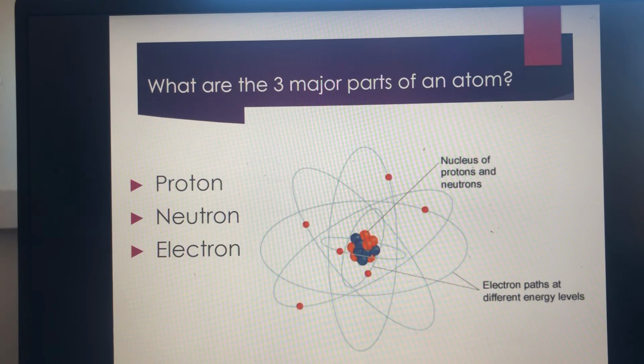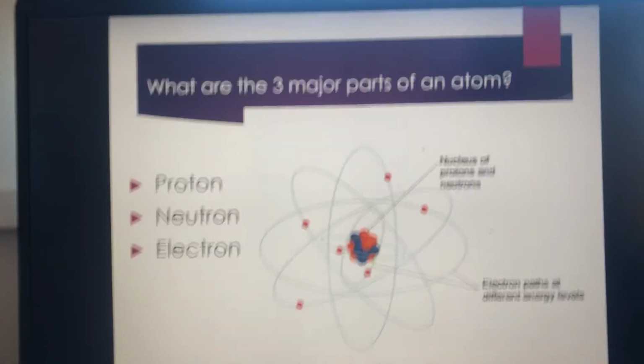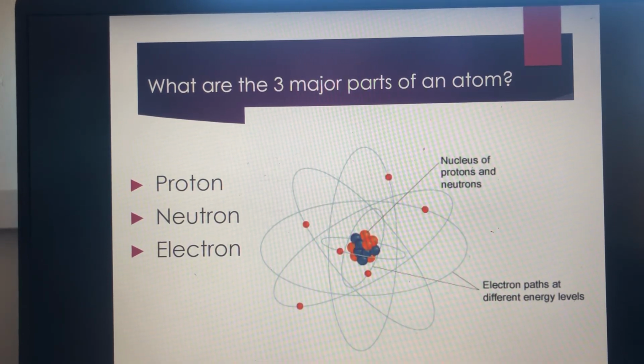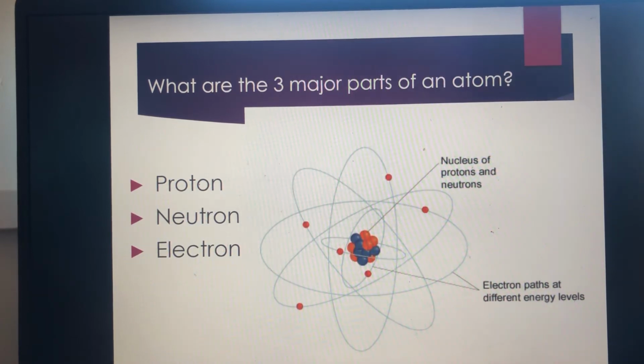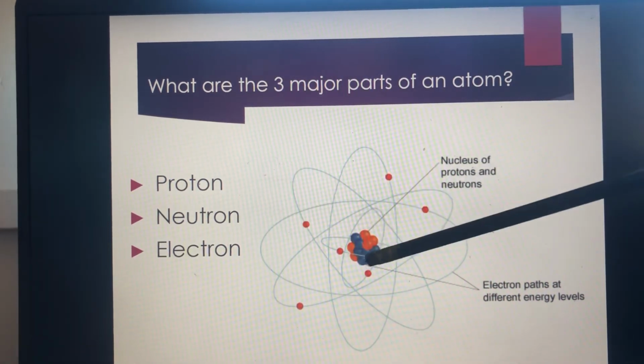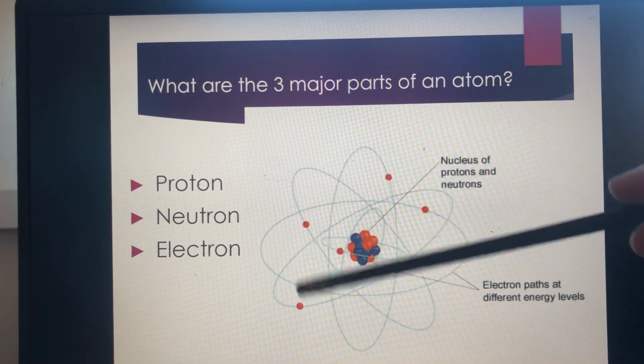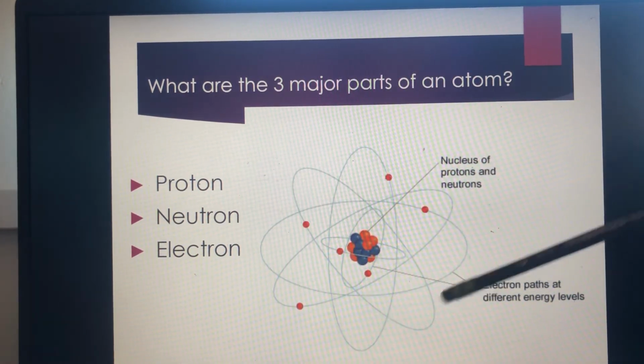Oh, there we go. All right, so what are the three major parts of an atom? The three major parts of an atom, and this again should be review, is you have a proton, a neutron, and an electron. The protons and the neutrons are these guys in the middle, right? And the electrons are on the outside.